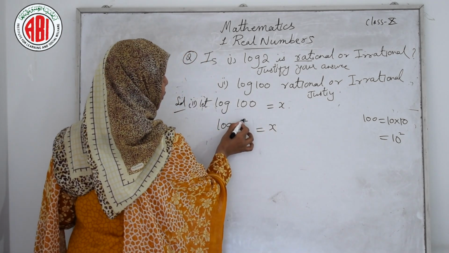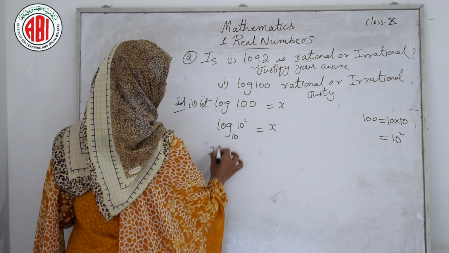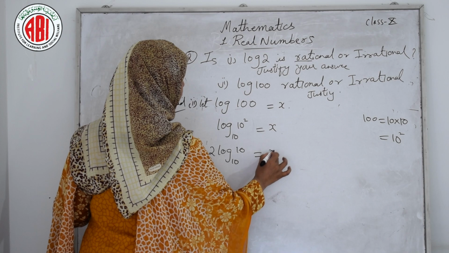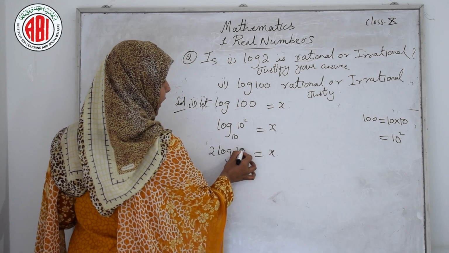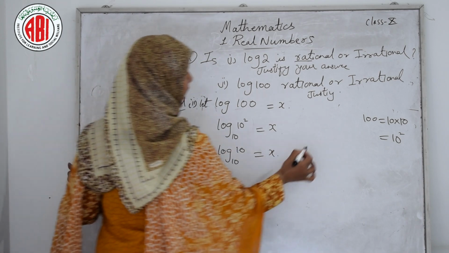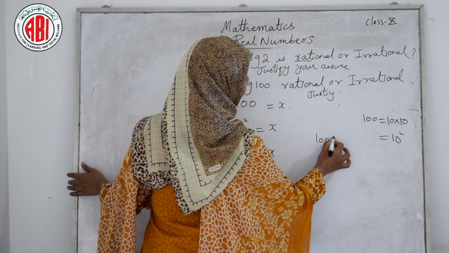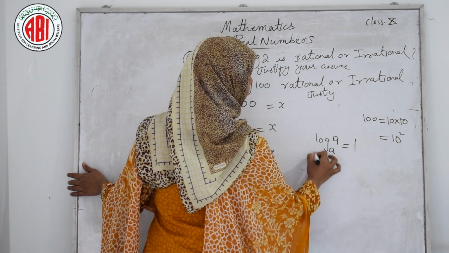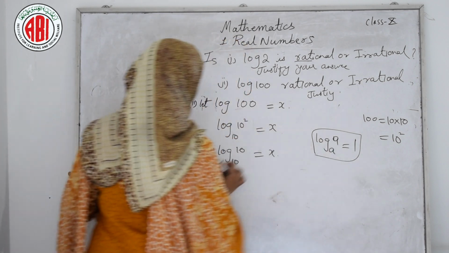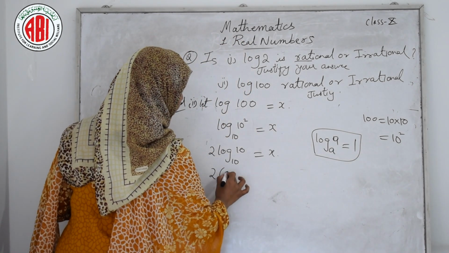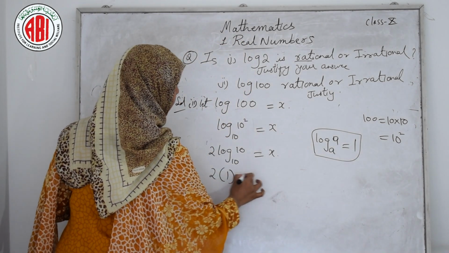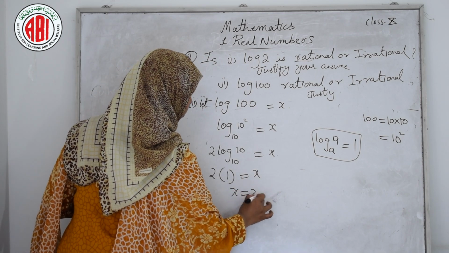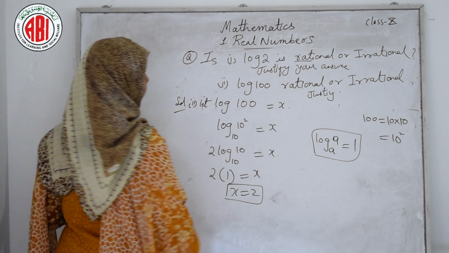Now, we will use the property 2, we will shift here. 2 log 10 base 10 is equal to x. Now, what is 2 log 10? This is 10 and this is 10. We have a property log a base a. If both are same we will get one as the answer. Using this property, we can say that 2 into 1. This is nothing but 1 equal to x. That means 2 ones are 2. That means x is equal to 2. Here we are getting the value of x as 2.